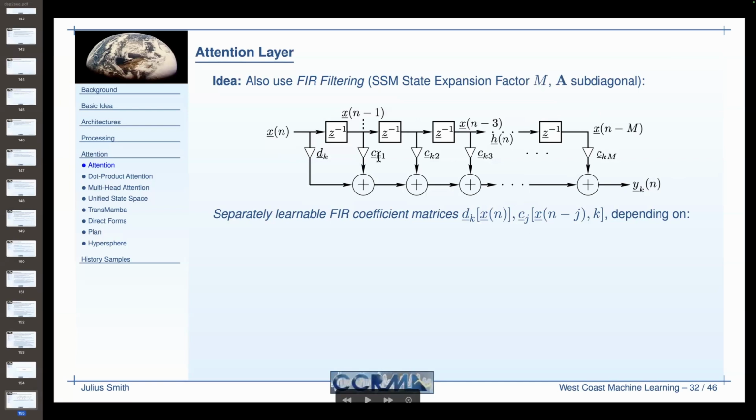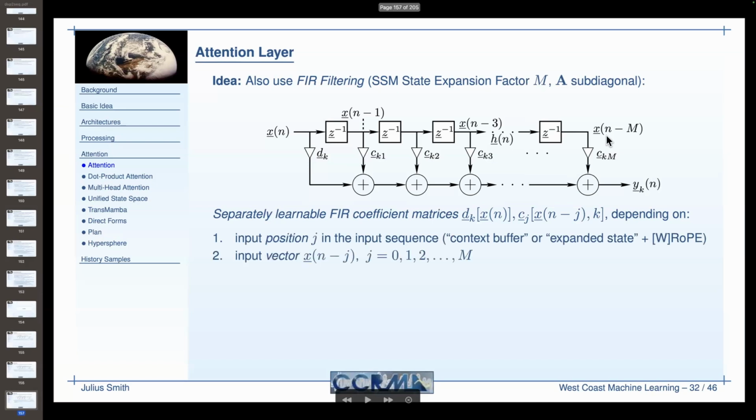So that this looks like a dot product here. So you really need a full matrix. So these C's here are essentially your attention matrix coefficients, and they're the dot product attention coefficients. So the idea is we have these learnable coefficients on these vectors going by in an FIR filter. Oh, and by the way, the context buffer is also the expanded state of the state space model. They're the same thing in this formulation.